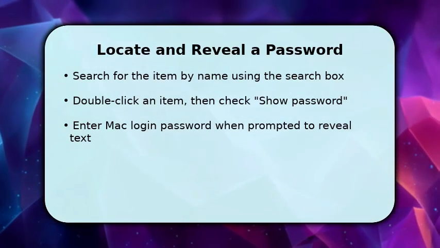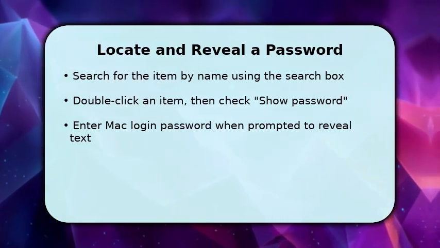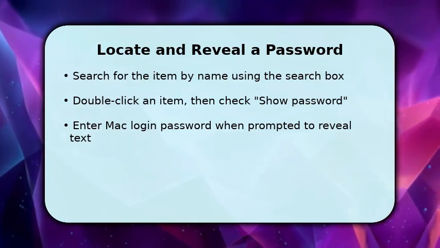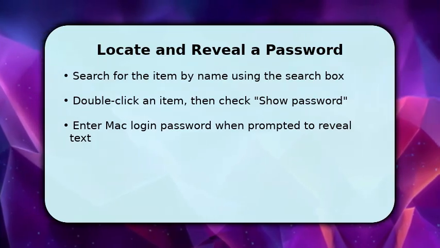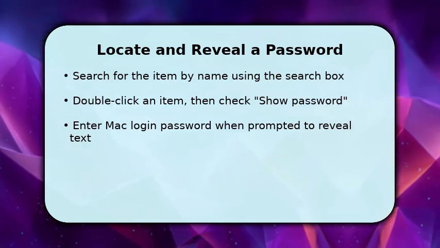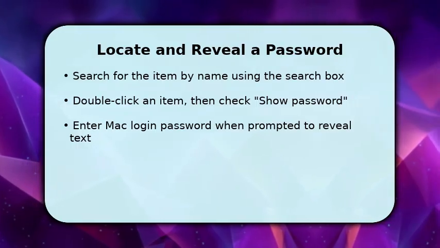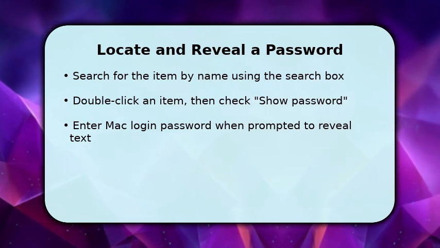Use the search field in the top right to narrow results by service, email, or URL. This saves time. Once you locate the entry, double-click it to open the detail pane, then tick the Show Password box. At that point, macOS will ask for your Mac account password to authorize revealing the secret. Enter it. The text field will then display the password so you can copy it or verify it.